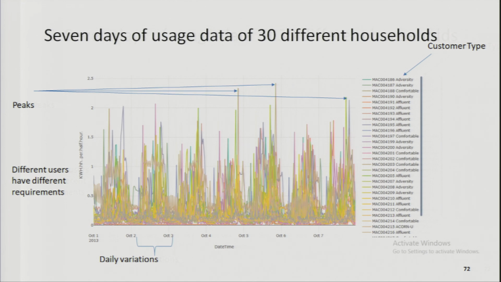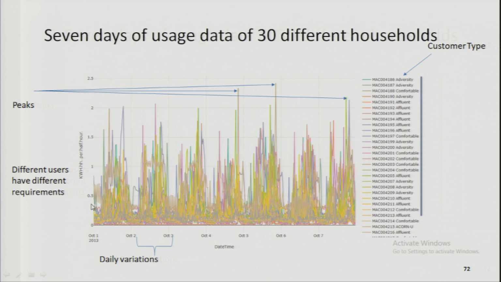The output generated by the R model shows how different people are using electricity for those 7 days. We see the customer type on the right hand side. So there are adversity, affluent, comfortable types of customers. And here you see the peaks. There is a huge difference between the minimum energy consumption versus the peak. And this is one of the worries of utilities, to enable customers to shift their usage from peak to non-peak. And different users have different requirements.